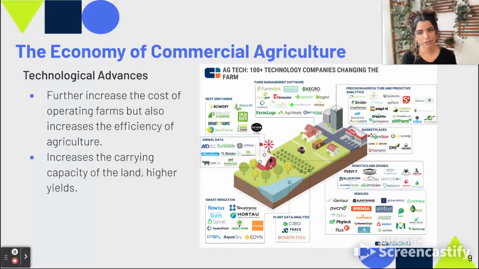For technological advances, and I do encourage you guys to check out some of the Aspire to-dos, because they discuss this, they further increase the cost of operating farms, but also increase the efficiency of agriculture. Purchasing these new technologies up front is very expensive, but ultimately it results in a more efficient system. It results in higher yields, the ability to do more with less time, and ultimately it increases the carrying capacity of that land.